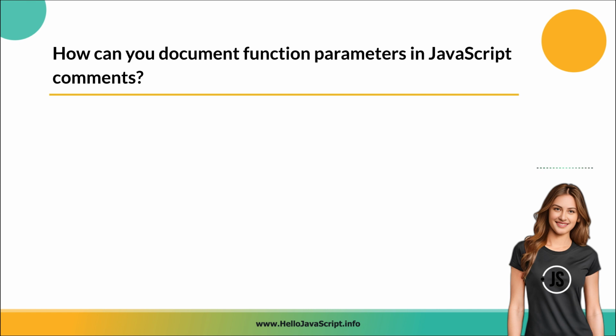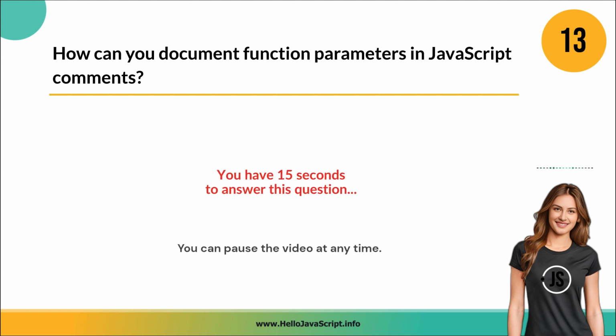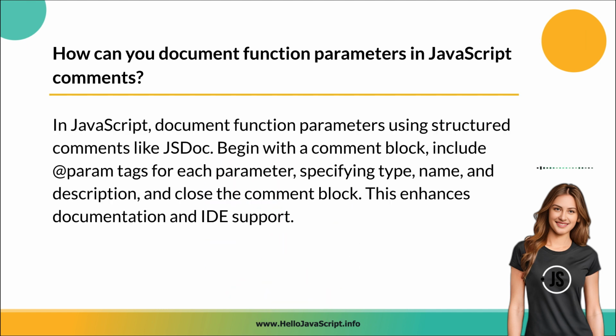This is the next question. How can you document function parameters in JavaScript comments? Here is the correct interview response. In JavaScript, document function parameters using structured comments like JSDoc. Begin with a comment block, include @param tags for each parameter, specifying type, name, and description, and close the comment block. This enhances documentation and IDE support.